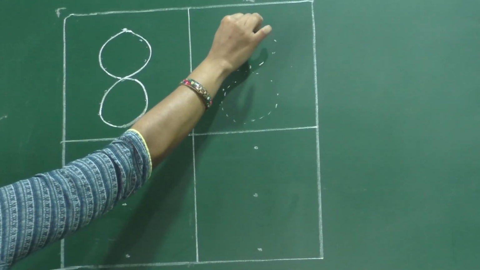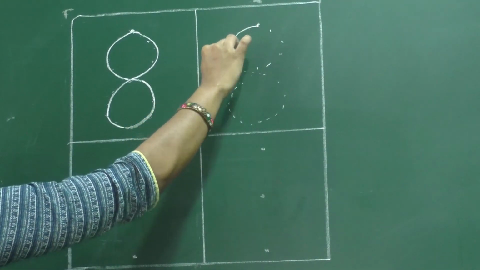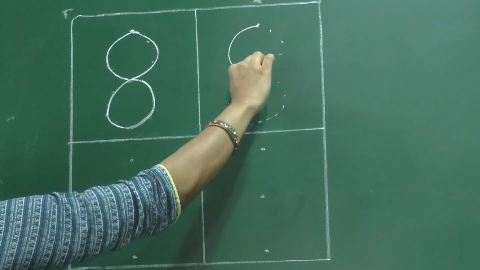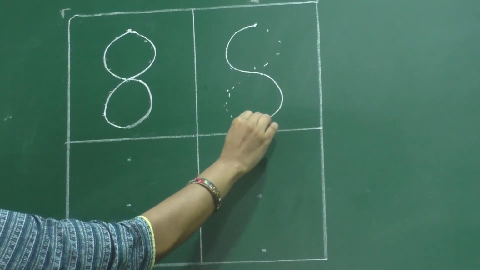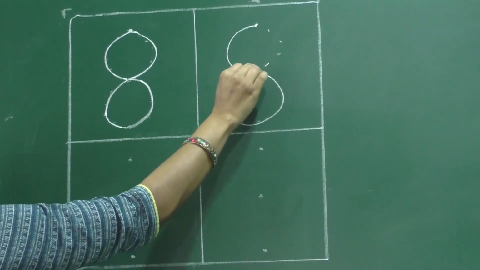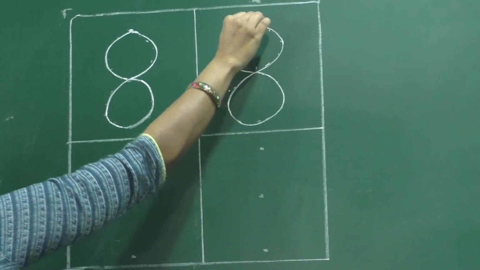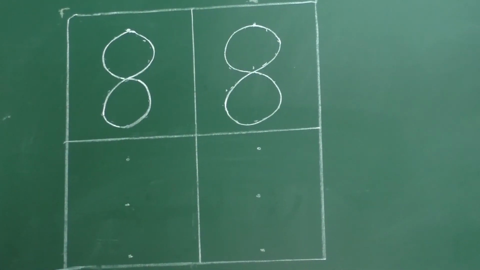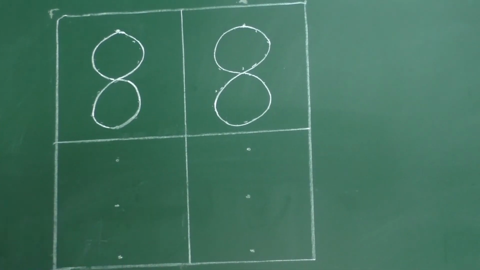Now let's write once again. Start from this point. Make a right open curve. Then a left open curve. Then you go up to close this one. Again go up to close this curve. Number 8. Now let's try with 3 dots.